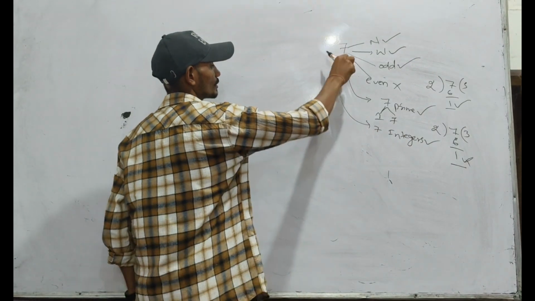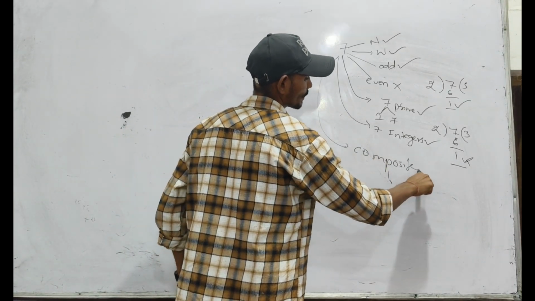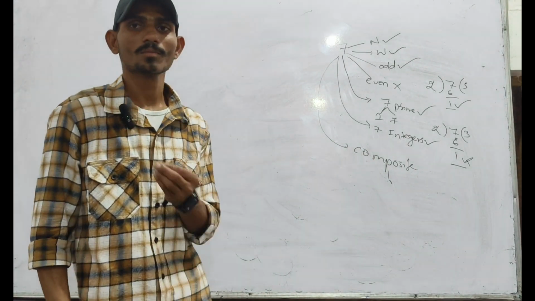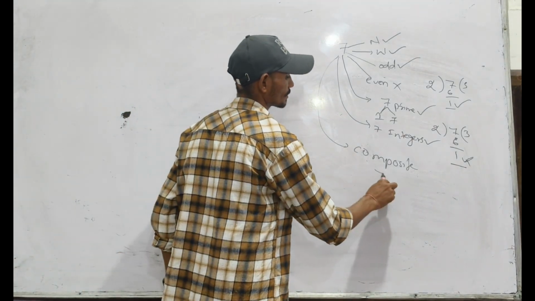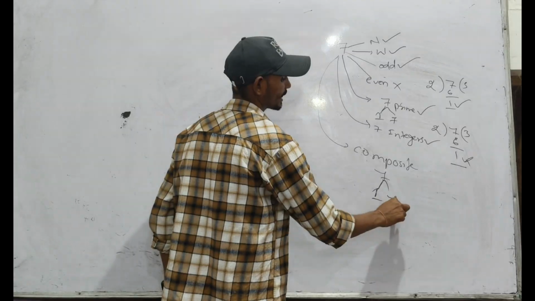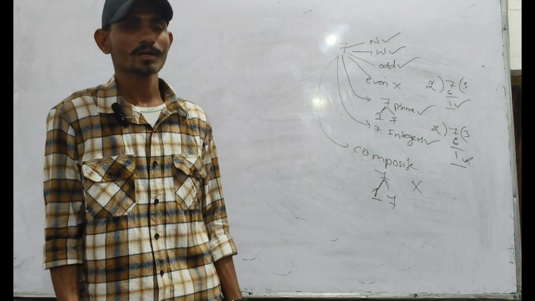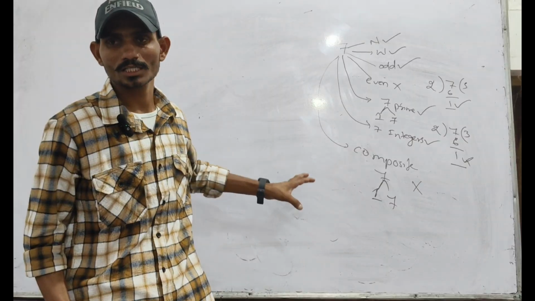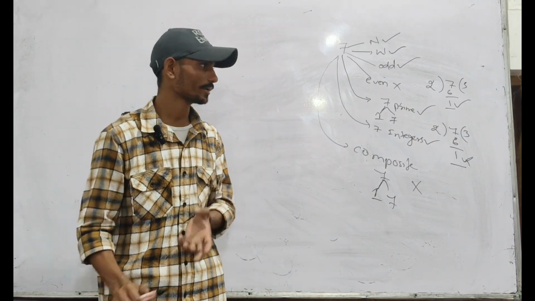Next, is 7 a composite number or not? Let's check. What is the definition of a composite number? Composite numbers have more than two factors, but 7 has only 1 and 7. That's why 7 is not a composite number. Up to now, whatever numbers we have discussed, I hope you understand.